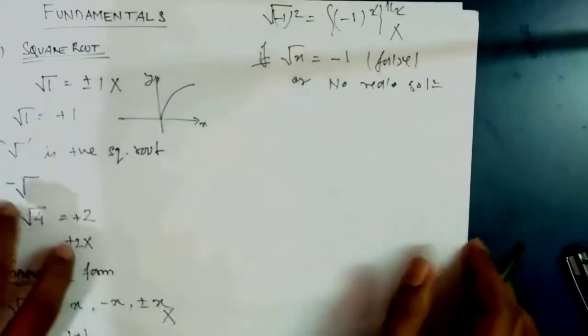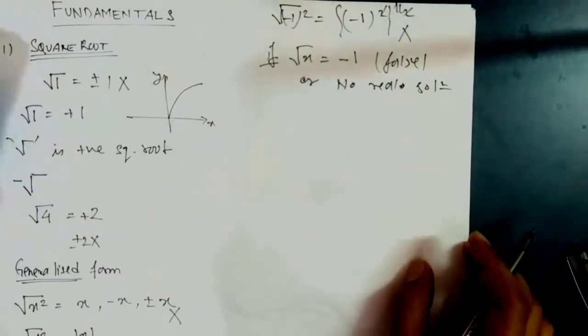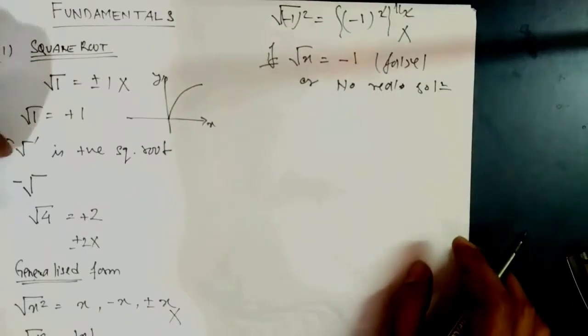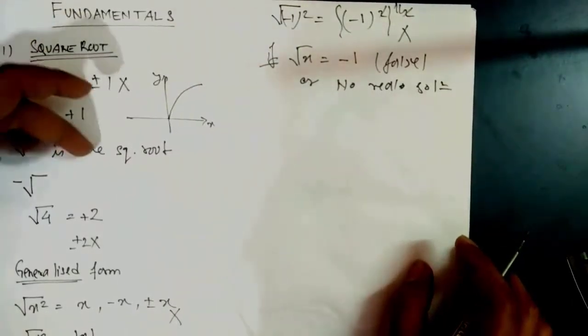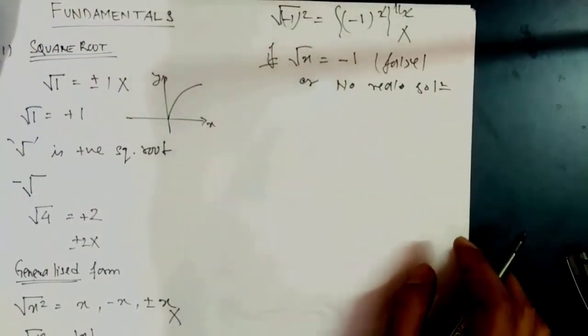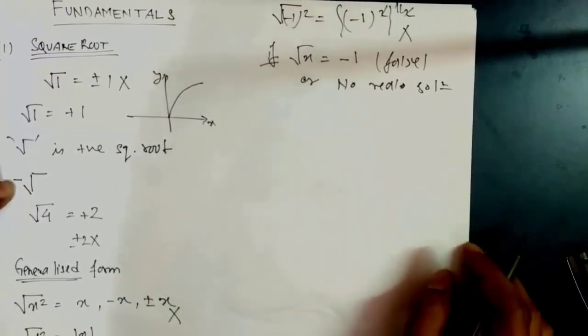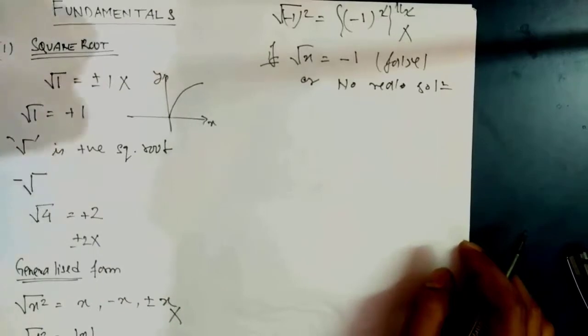So let's move ahead. This was about square root. I'll revise it once: under root 1 is not equal to plus minus 1. It's a non-negative function. It will never give a negative value. Under root 1 means the positive square root, so it will give the positive square root. If you want a negative sign, you need to put a negative sign ahead of it. Under root 4 is equal to plus 2, not plus minus 2.